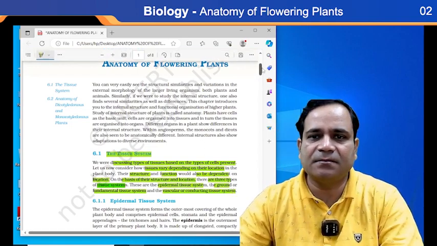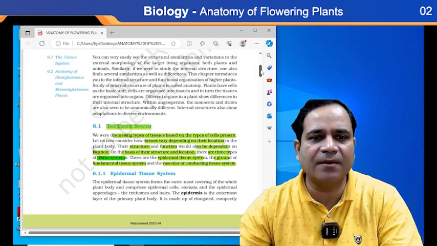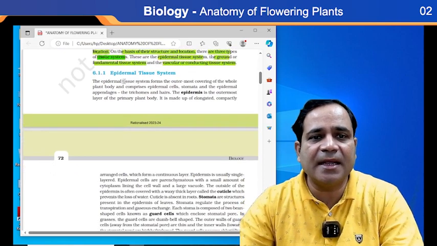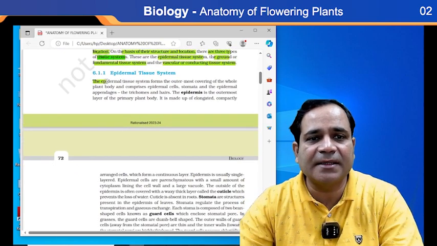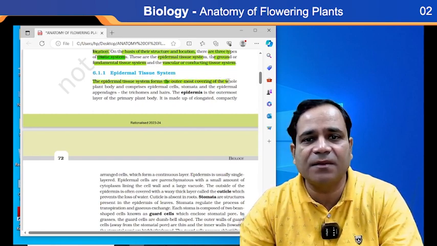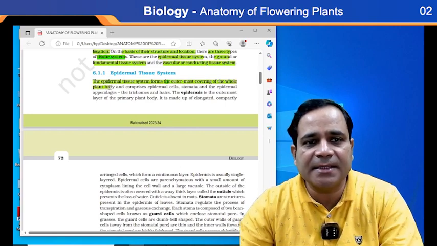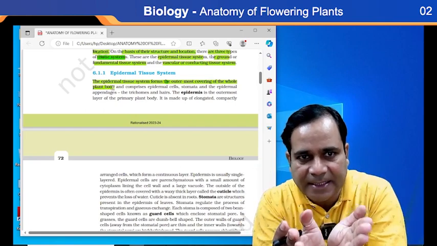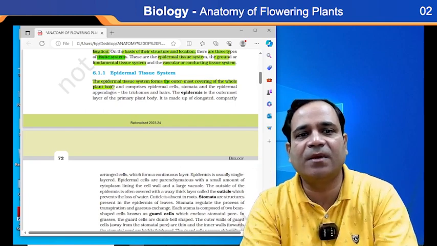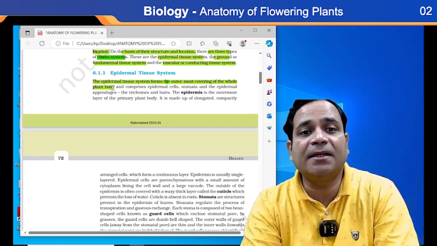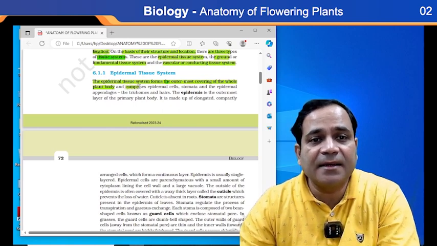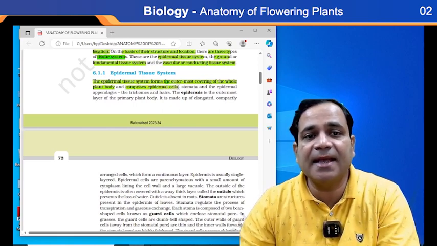In this, what we should know: the epidermal tissue system forms the outermost covering of the whole plant body. The outer region of the whole plant body is made up of the epidermal tissue system.